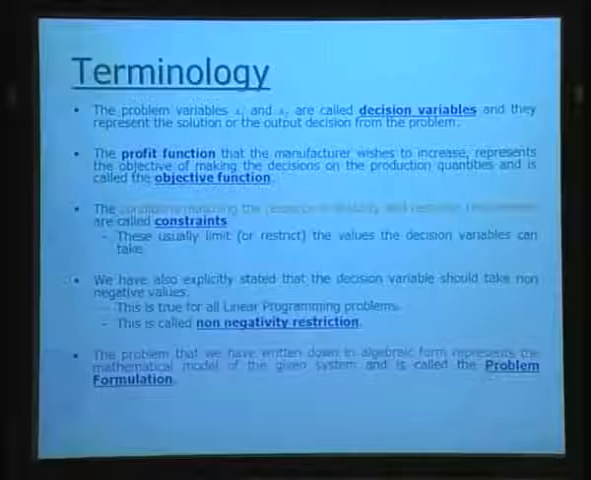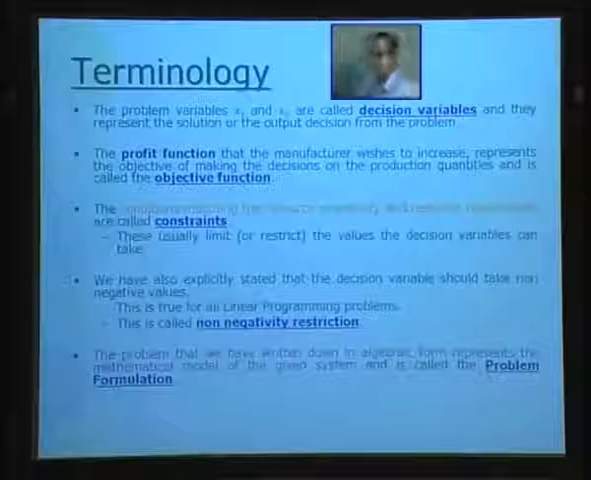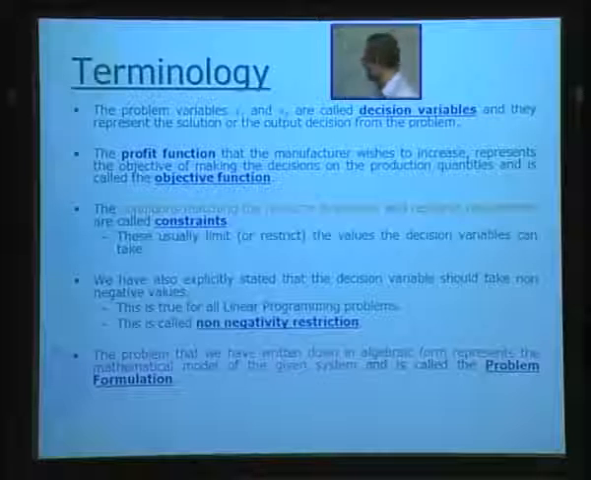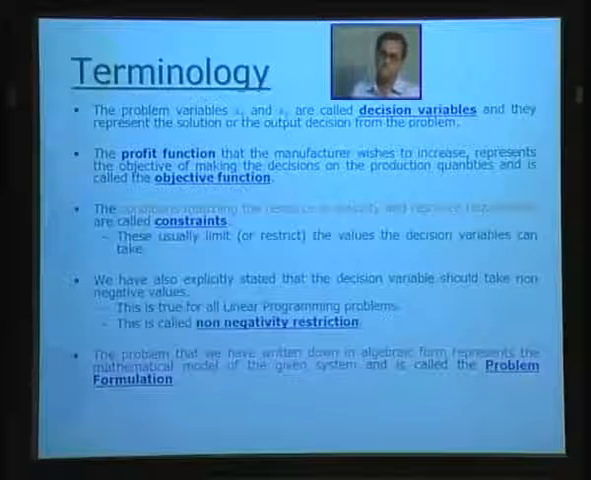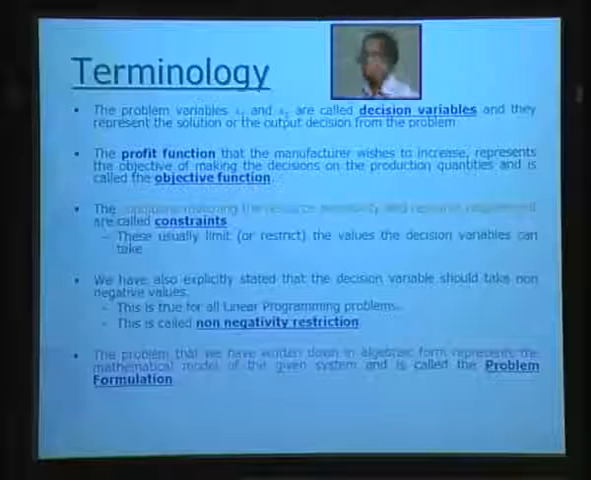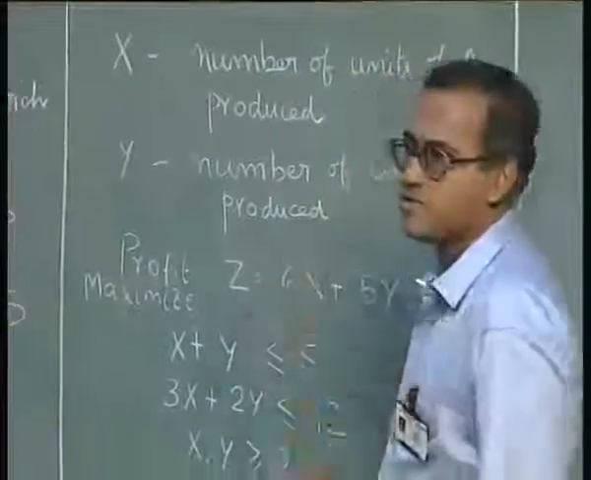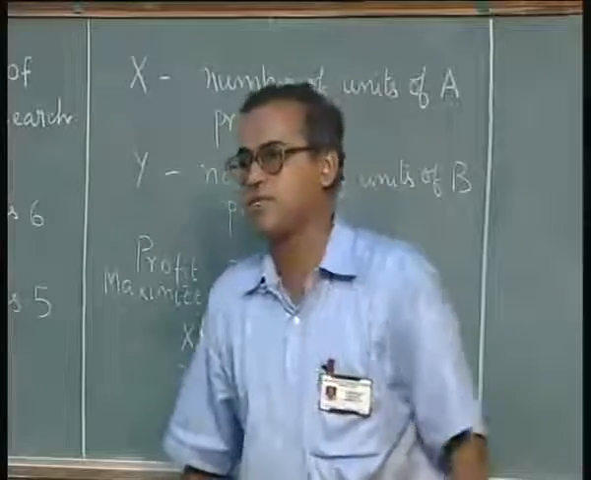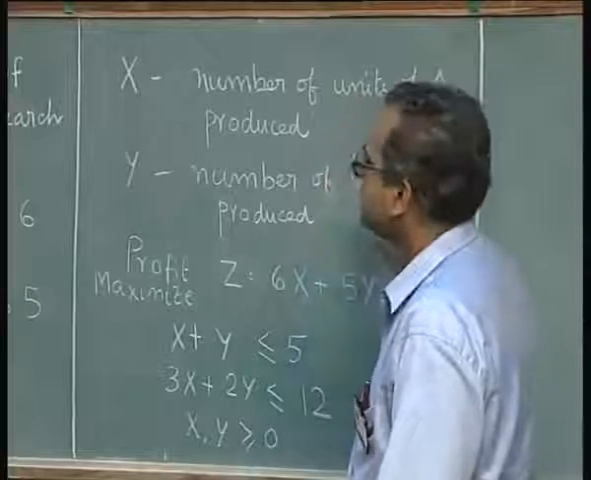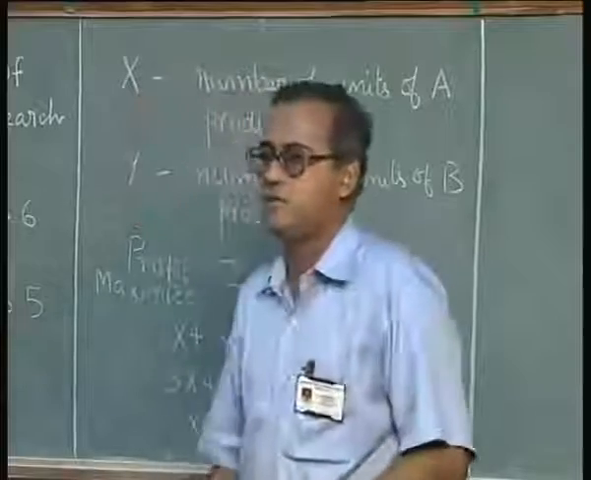So the variables that we want to solve for are called decision variables, and then we have a function which represents what we are solving this problem for. As far as this problem is concerned, we want to maximize the profit, or get as much profit as we can, and this is the objective that the manufacturer works with. And this function 6X plus 5Y, which represents the profit function to be maximized, is called the objective function. So the second term that we use is objective function, which is the purpose of working on this problem.